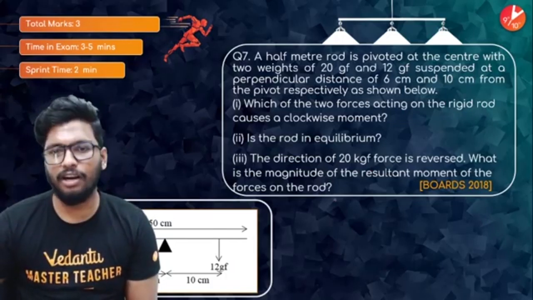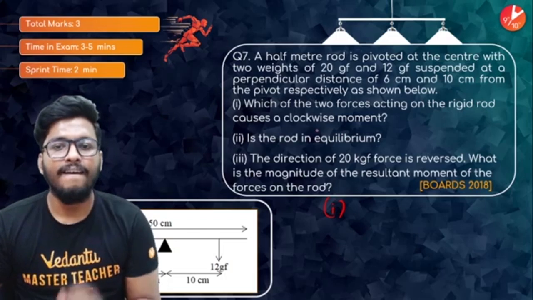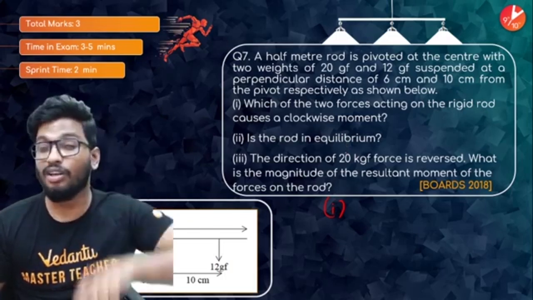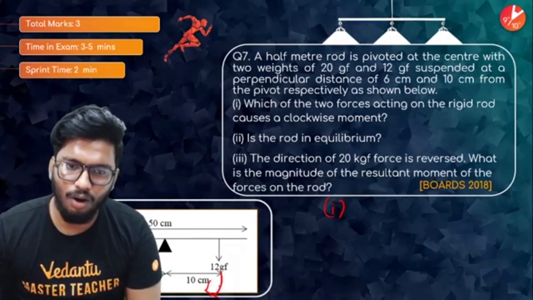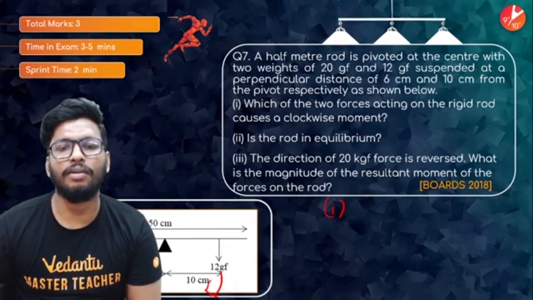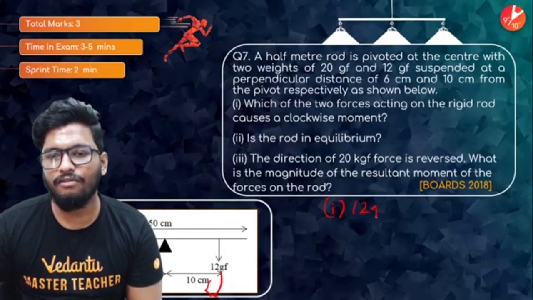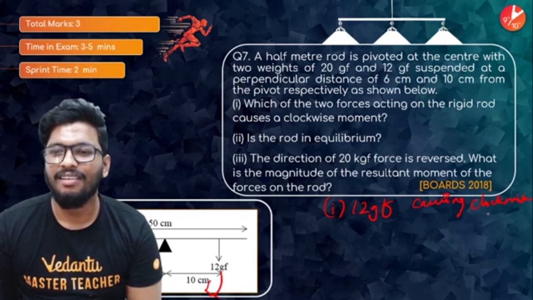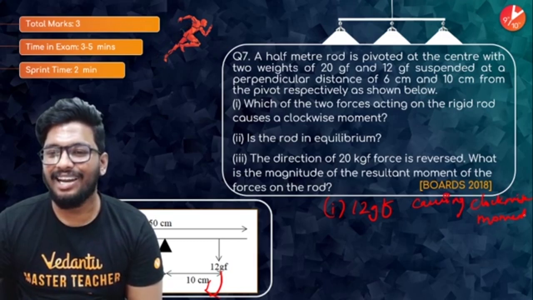Let's answer the first part of the question. Which of the two forces acting on the rigid rod causes the clockwise moment? This one is clockwise. This one is causing anti-clockwise moment. So 12 gf would be the one causing the clockwise moment. Clockwise moment, not movement. So that is the first part of the question.